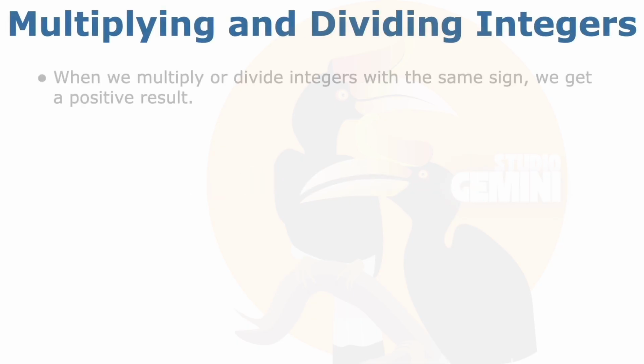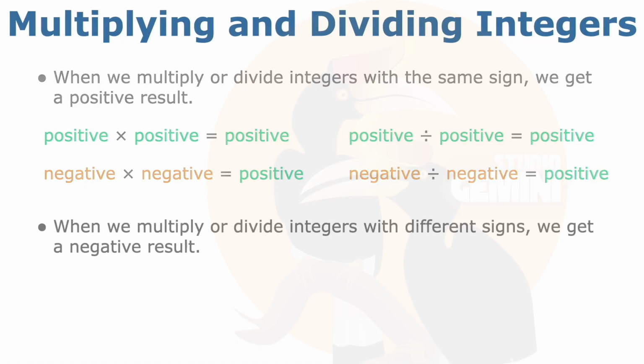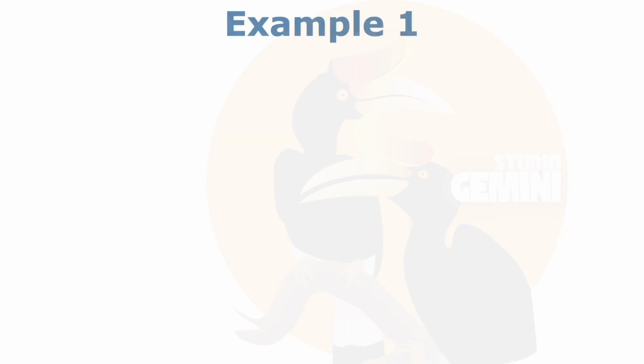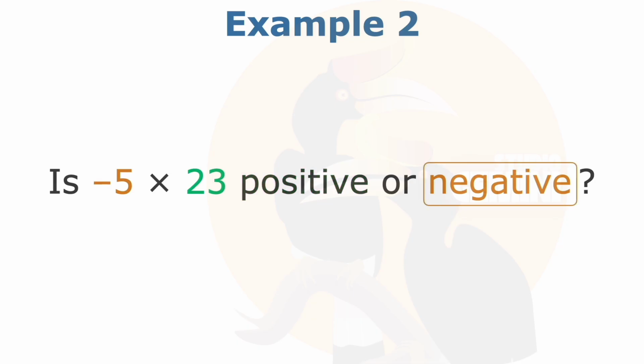When we multiply or divide integers with the same sign, we get a positive result. When we multiply or divide integers with different signs, we get a negative result. Let's look at some examples. First, let's figure out if the results will be positive or negative. In this example, we have negative 45 divided by 5. Our integers have different signs, so our result will be negative. Here we have negative 5 times 23. We are multiplying integers with different signs, so our result will again be negative.